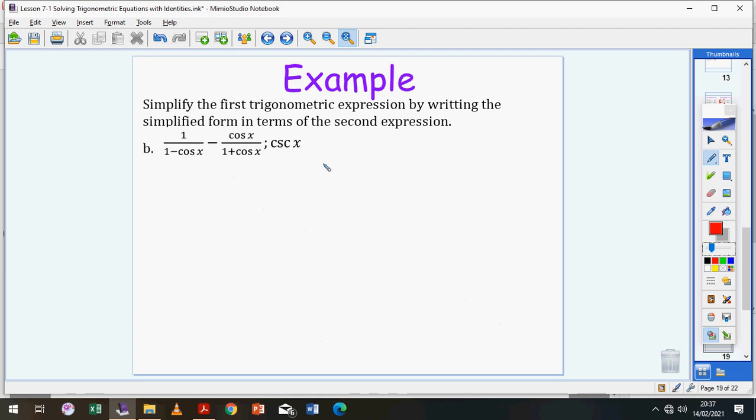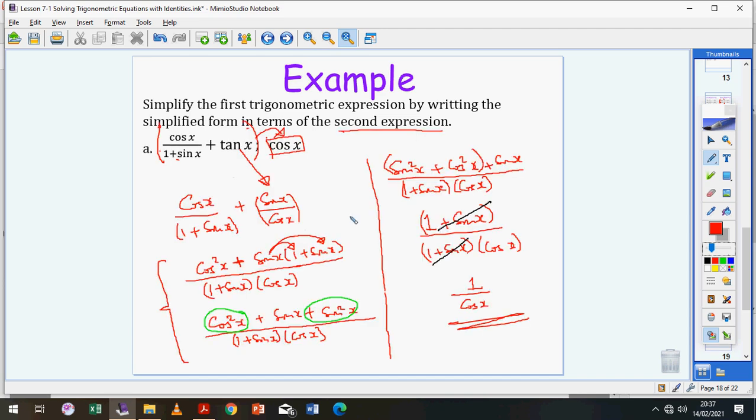Alright, another one. Simplify this expression by writing the simplified form in terms of the second expression. Oh, I mean, if your question was, can I write this as secant of x? Yes, that's fine.